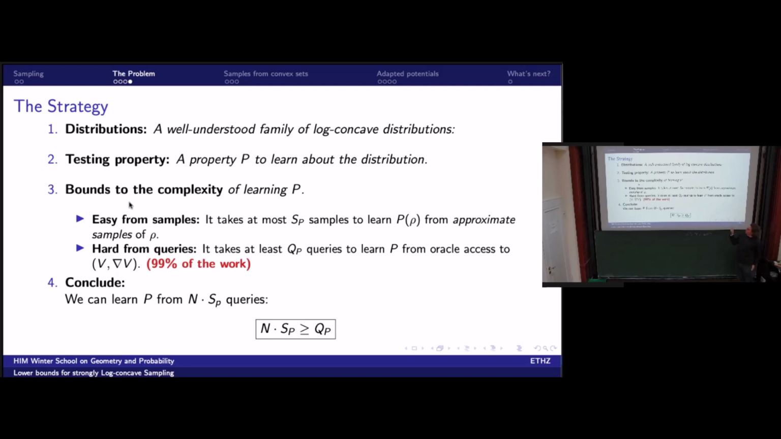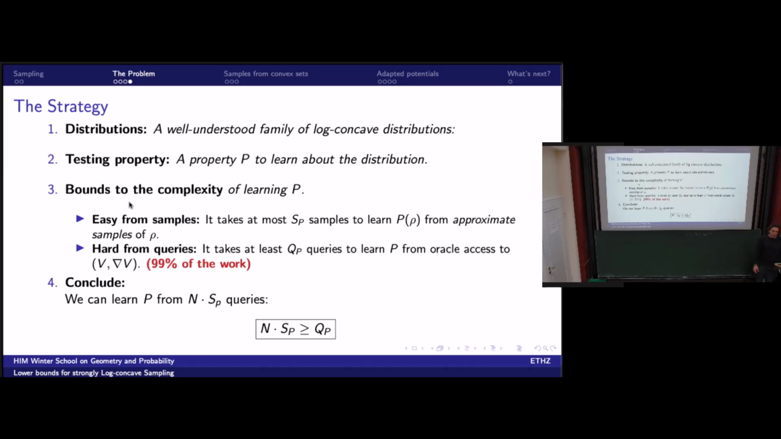We know that if I create S samples and I spend N queries per sample, then I will succeed at learning my properties, so we get an inequality of this form. This is the amount of queries that I need per sample. It has to be bounded by the difficulty of learning the property from the problem point of view. And so the rest of the work is just finding the right properties and right functions.